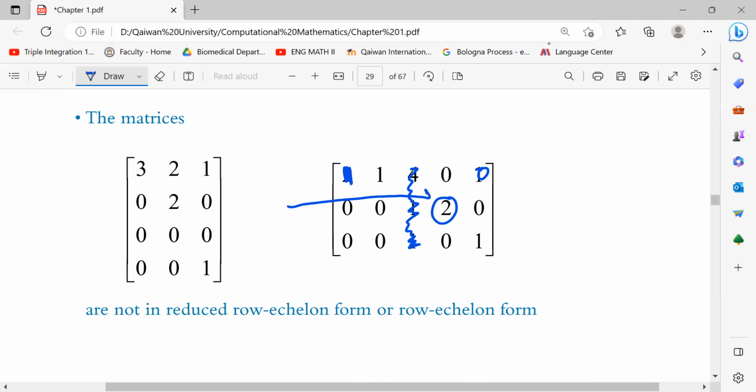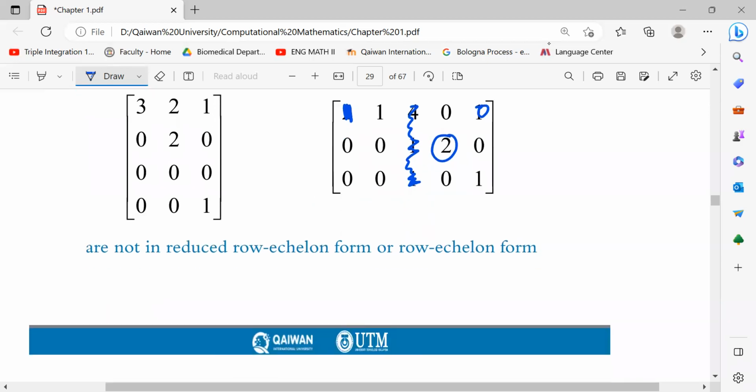Okay, it's not in reduced row echelon form.